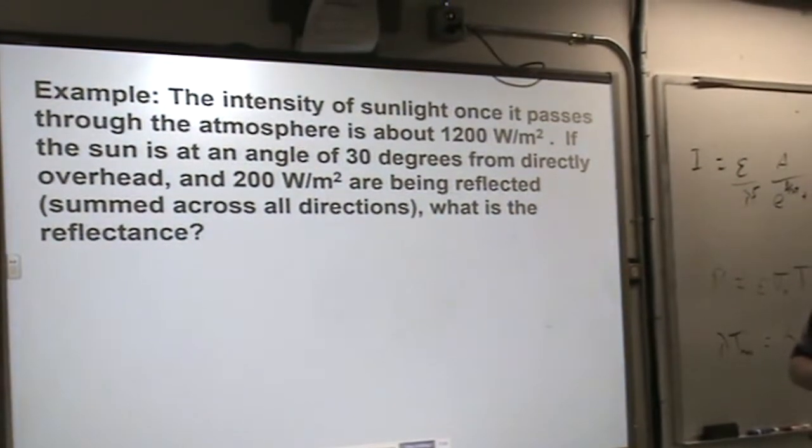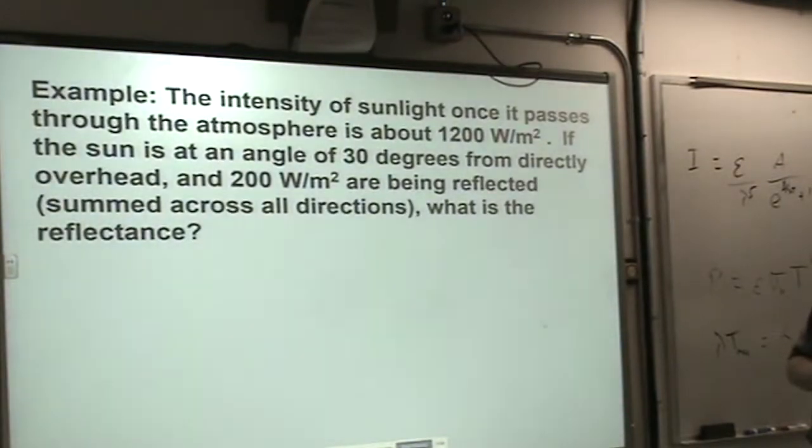We have intensity of sunlight. Once it passes through the atmosphere, it's about 1,200 watts per meter squared. And because the sun is 30 degrees, 200 watts per meter squared are being reflected. What is the reflectance? So, go ahead and work that out.